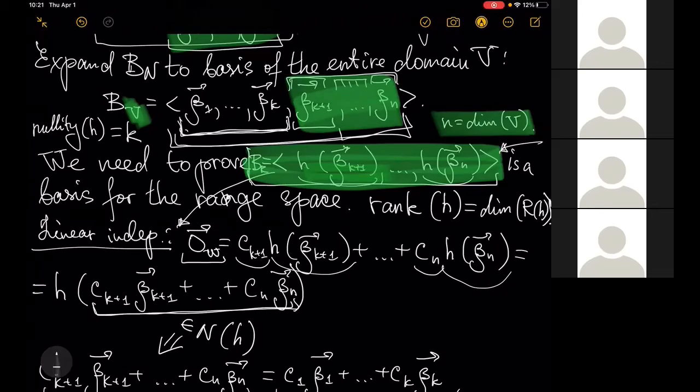Right? N minus k. So if I add this number of vectors, which is equal to this number of vectors, to the number of vectors corresponding to the dimension of the null space, which is nullity, I'm trying to prove that it will be equal to the dimension of the original vector space, or the domain. So that's it.